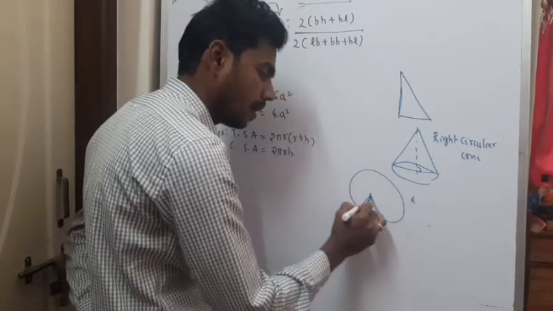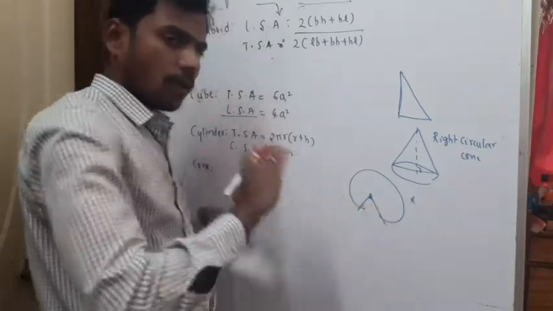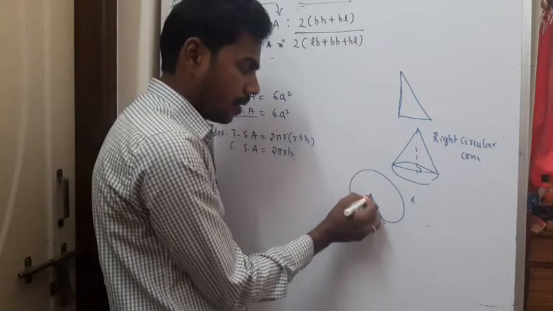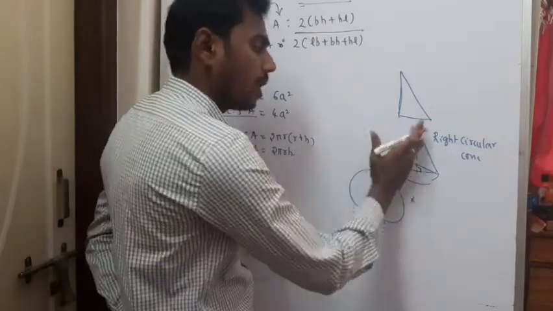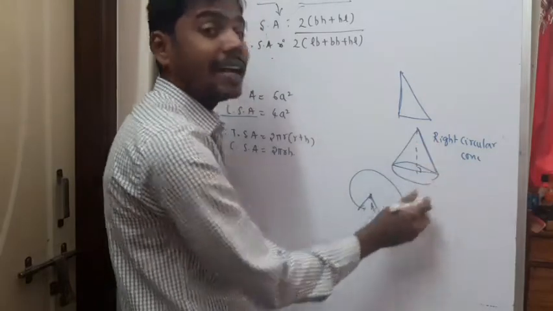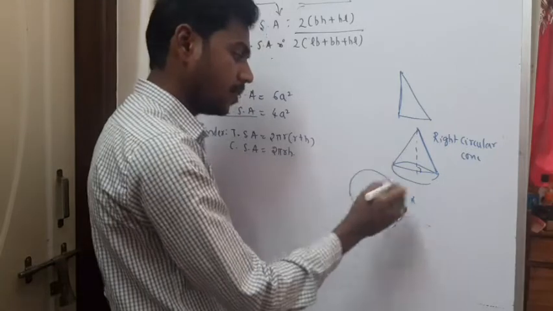Circle. Okay. So when I cut open this, it will look like this. If this is the height, I am going to cut across this. This is the height, and this is the slant height. We call it a slant height. This is L. So I am going to cut this into pieces.